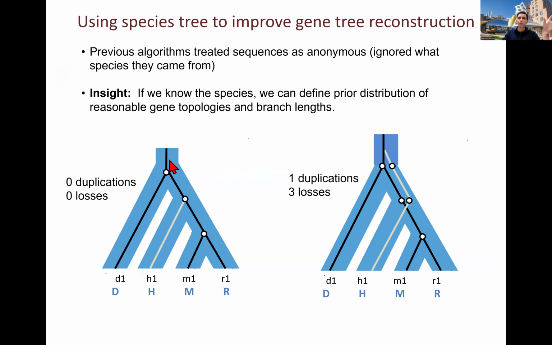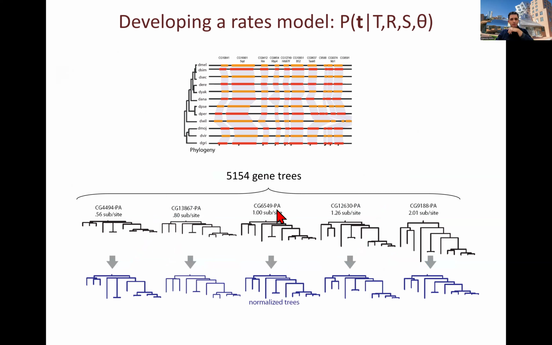Is everybody with me here about the intuition? So therefore, if I know something about the species topology, that can constrain my gene topology. Do I always want to follow the species topology? No. But when there's sufficient evidence, I'll be able to overrule the species topology. And that's what we want to model. Everybody with me here? So this is what we call phylogenomics.